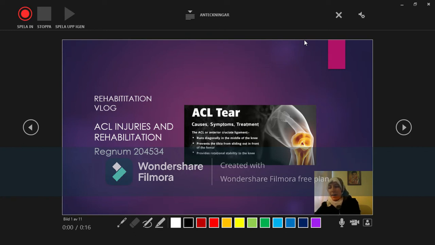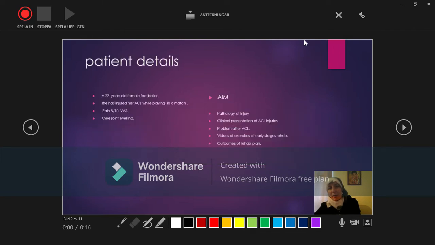In my presentation for today, I will look at a case study of a patient aged 22 years old, a female footballer. She injured her ACL while playing in a match, and according to the VAS scale, she reported 8 out of 10 pain. She had knee joint swelling.